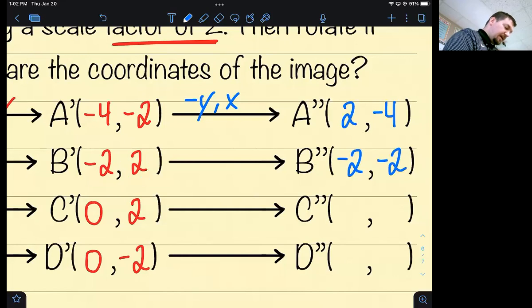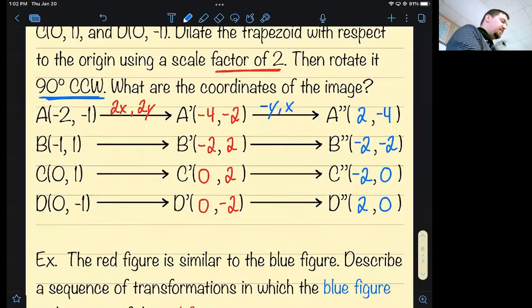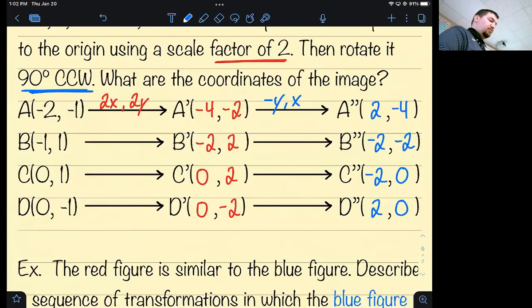And then that's going to make -2, 0 for C double prime and positive 2, 0 for D double prime. And that's what you would do on your work paper, except you would need to write all of them out with the arrows and everything else. If you don't want to write the A, B, C, D, A prime, B prime, I'm not going to make you do that, but at least have the coordinates. And please remember that coordinates are inside parentheses. They're not just two numbers with a comma between them. They're inside parentheses to show that it's a point on the plane.